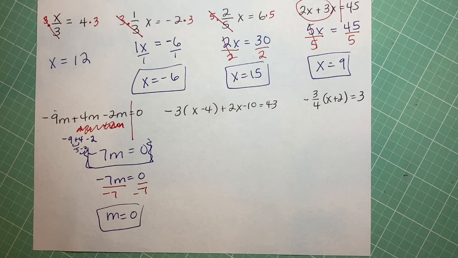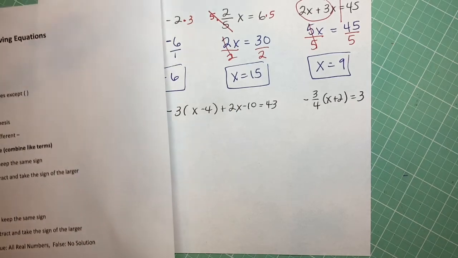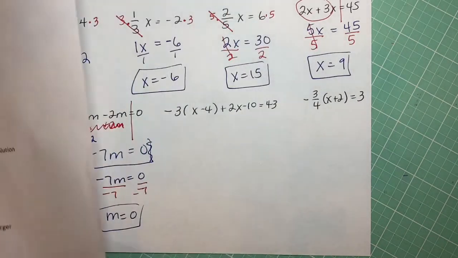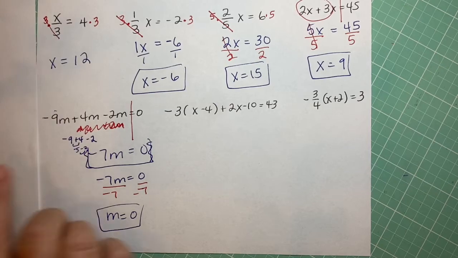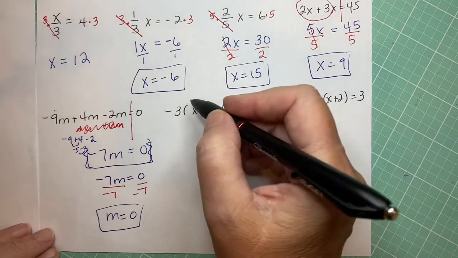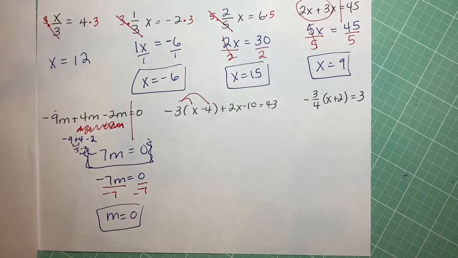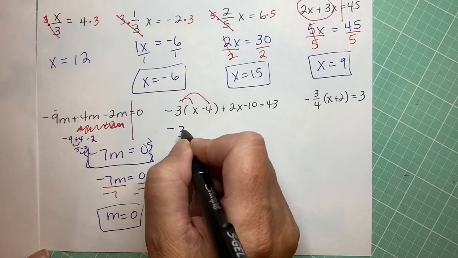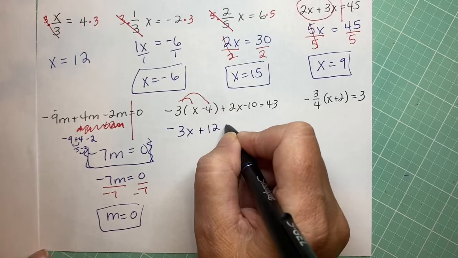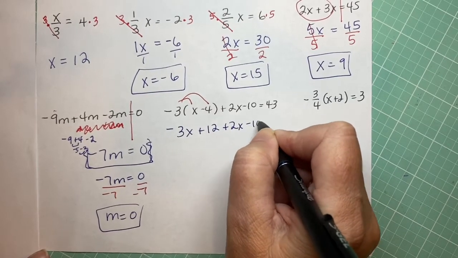Now this next one, it's got a little bit more going on, so we're going to follow all our steps. I'm going to leave it off to the side, but I'm going to go through the steps. So step 1, does it have any fractions? No. Step 2, get rid of my parentheses. So I'm going to distribute here and get a negative 3x plus 12, and then just bring down the rest of the problem.